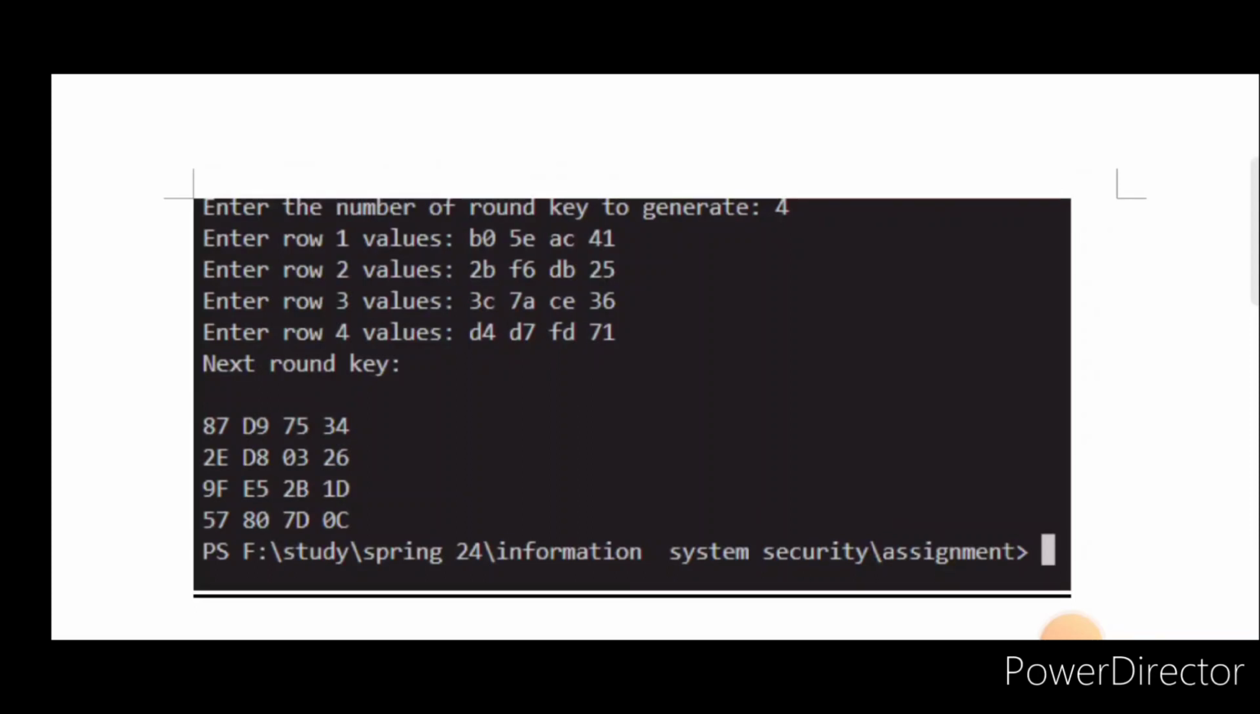Overall, the code demonstrates a crucial part of the AES encryption process, which is key expansion. It involves both predefined constants and user-provided input to generate a set of round keys used in AES encryption. And these round keys ensure the security and complexity of the encryption algorithm.